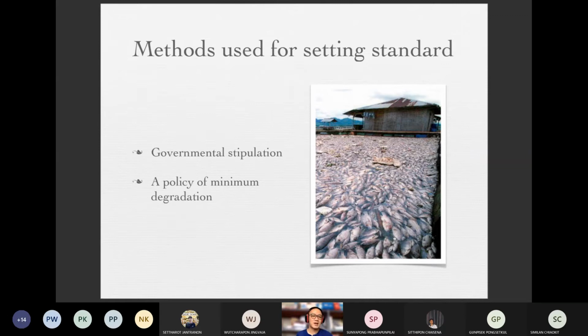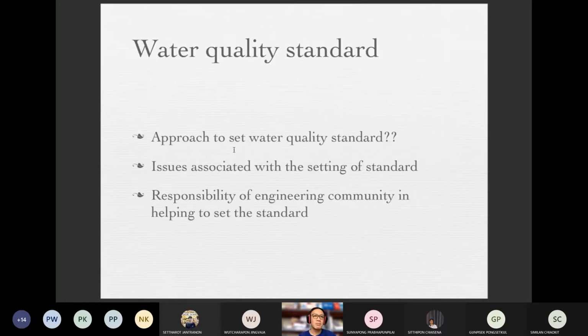The first approach is governmental stipulation, and the second one is the policy of minimum degradation. Most of the countries all over the world, I think not most, I think it's 100% of the countries all over the world, set the standard by using the first approach, governmental stipulation. So what does governmental stipulation mean? The standard is proposed by some authorized agencies in that community or in that country.